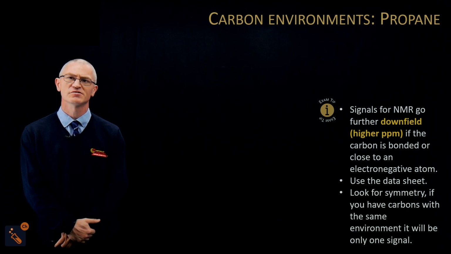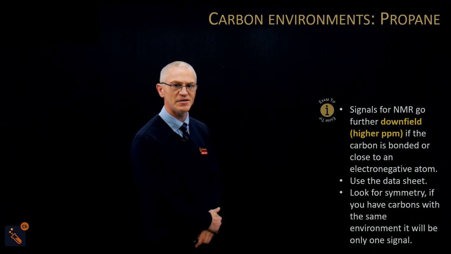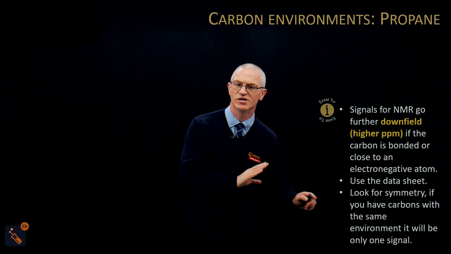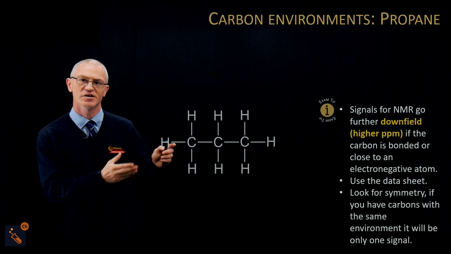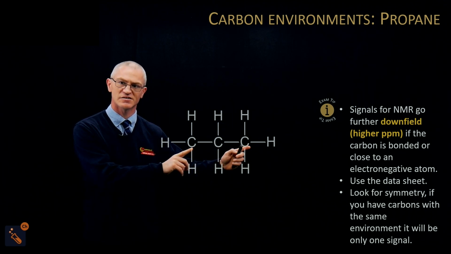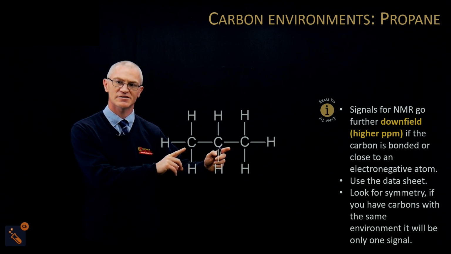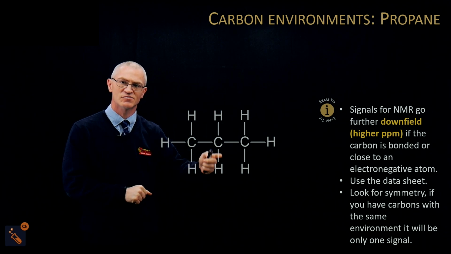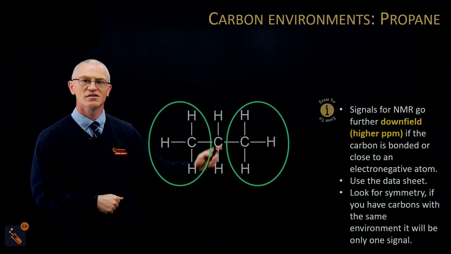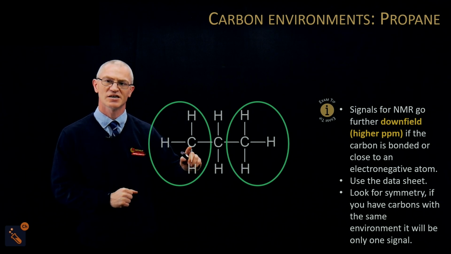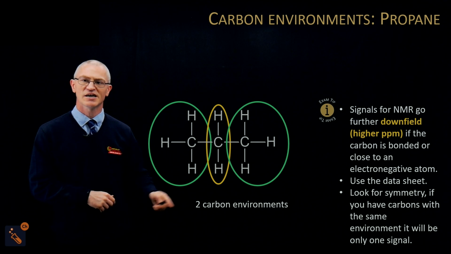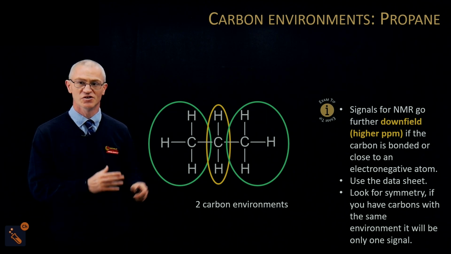Our next example is talking about the carbon environments of propane. You can see we've added a tip here, and it says look for symmetry. If you have carbons with the same environment, it will be only one signal. So if we look at propane, we can see that the CH3 at the end is next to a CH2, and they're both next to a CH2. There's a plane of symmetry that goes right down the center. That means that those two carbons will have the same signal. The center one will have a slightly different signal, which means you only have 2 carbon environments, not 3.